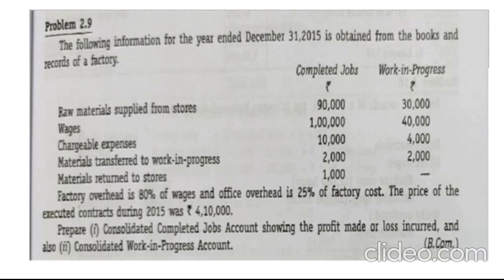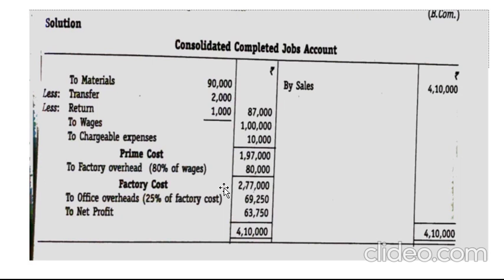Next you have the other transfer also made: materials returned to stores. The materials supplied from stores is 90,000, out of which certain materials are transferred to work in progress, 2,000. Other materials are returned to stores, 1,000. So this will also be minus from these materials. So 2, less returns 1,000.